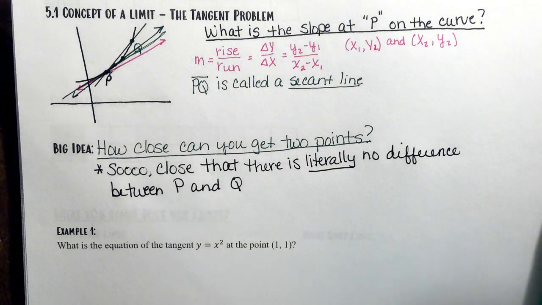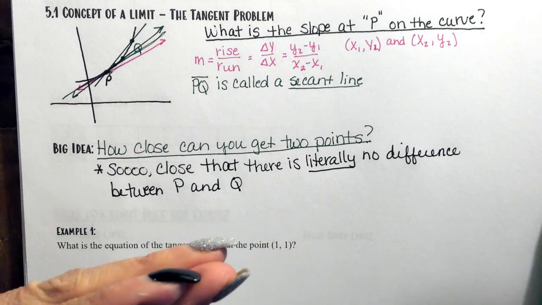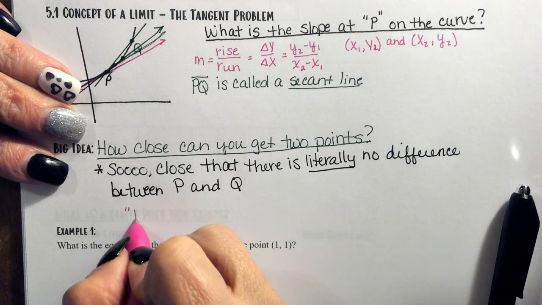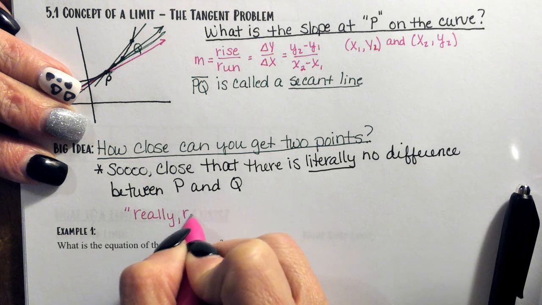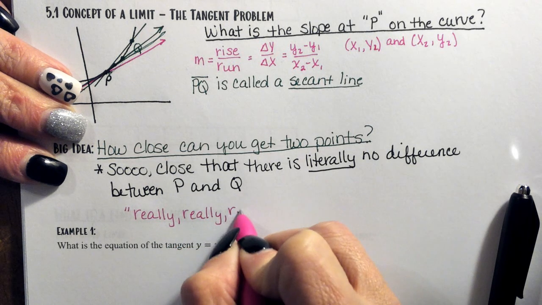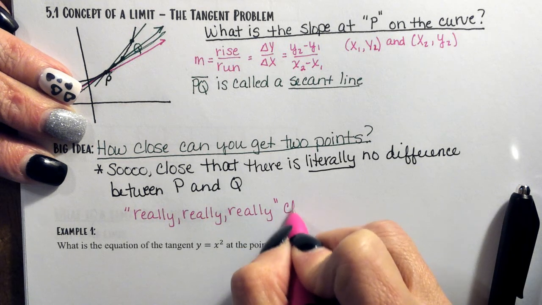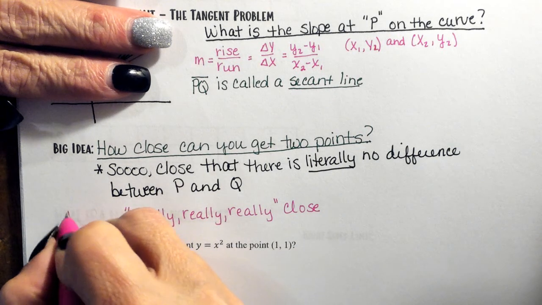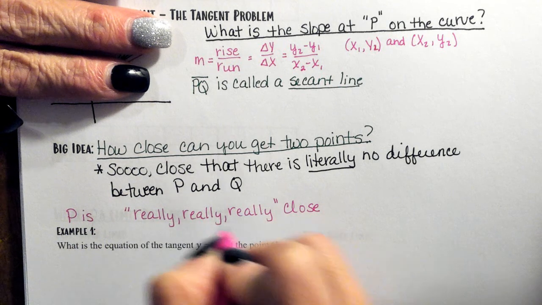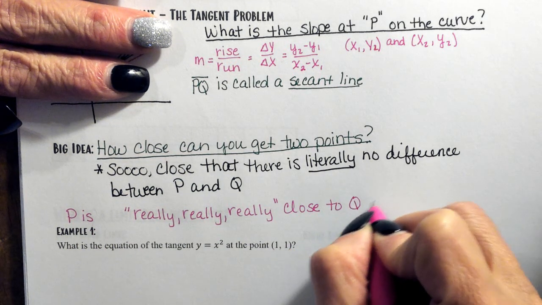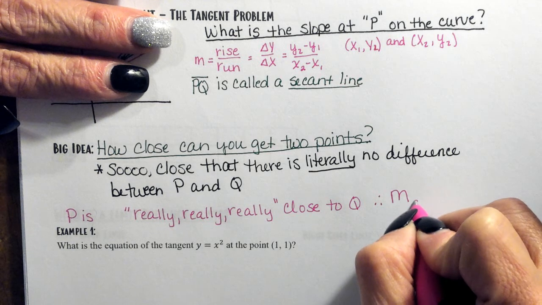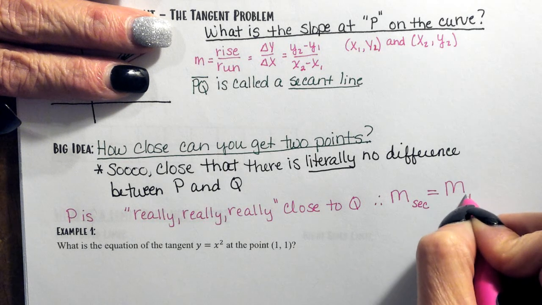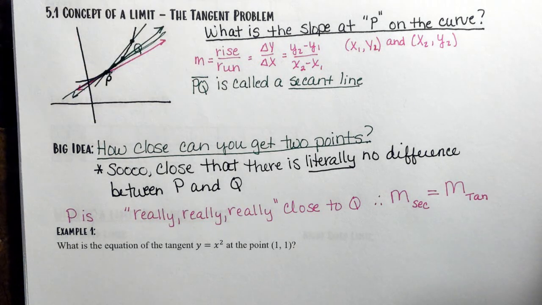If we can get Q really, really, really, really close to P, then I'll have the slope of the tangent line. So I'm going to use that terminology. I know it sounds funny. Really, really, and one more really. Really close. Let's do P is really, really, really close to Q. Therefore, the slope of the secant line, I'm just going to use SEC, will equal the slope of the tangent line, because they're going to be so close together.